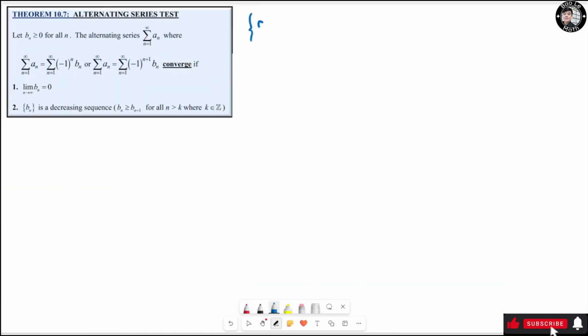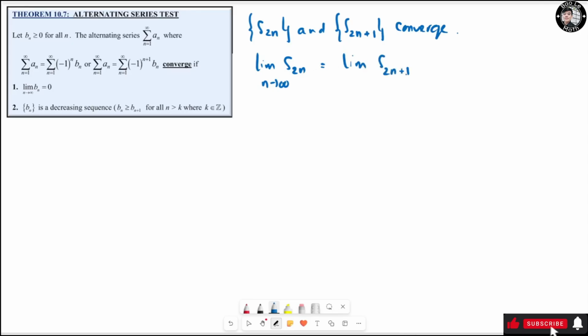So we just proved that s sub 2n and s sub 2n+1 converge, and the limit of s sub 2n as n approaches infinity equals the limit of s sub 2n+1 as n approaches infinity equals L. These two facts tell us that the series a sub n is convergent, by the definition of infinite series you learned in topic 10.1. And it's a good time to stop.